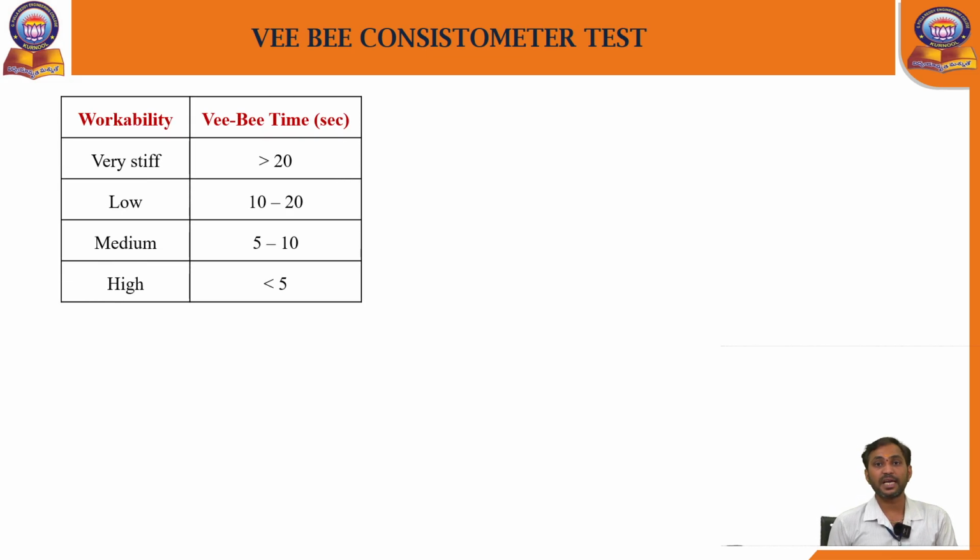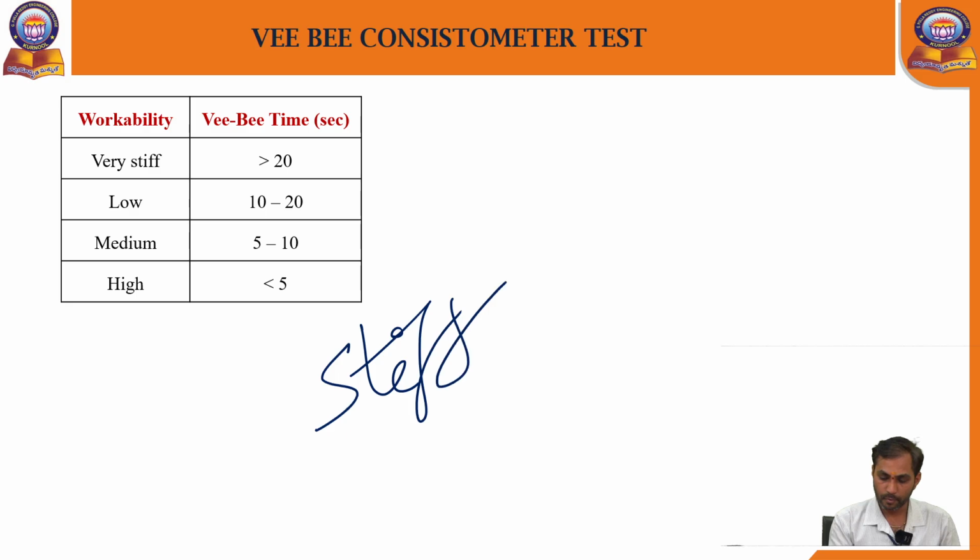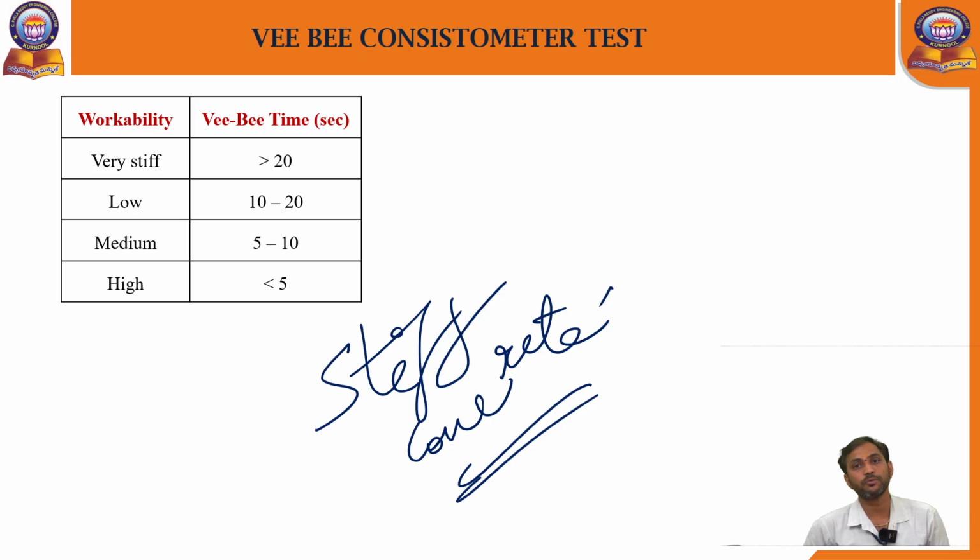If it takes more than 20 seconds, that is a very stiff concrete, low workable concrete. If it takes 10 to 20 seconds, low workable concrete. If it takes 5 to 10 seconds, it settled within 5 seconds, meaning medium workable. If it is less than 5 seconds, that is high workable concrete. Only for stiff concretes, this type of test, VB consistometer, is going to be conducted.